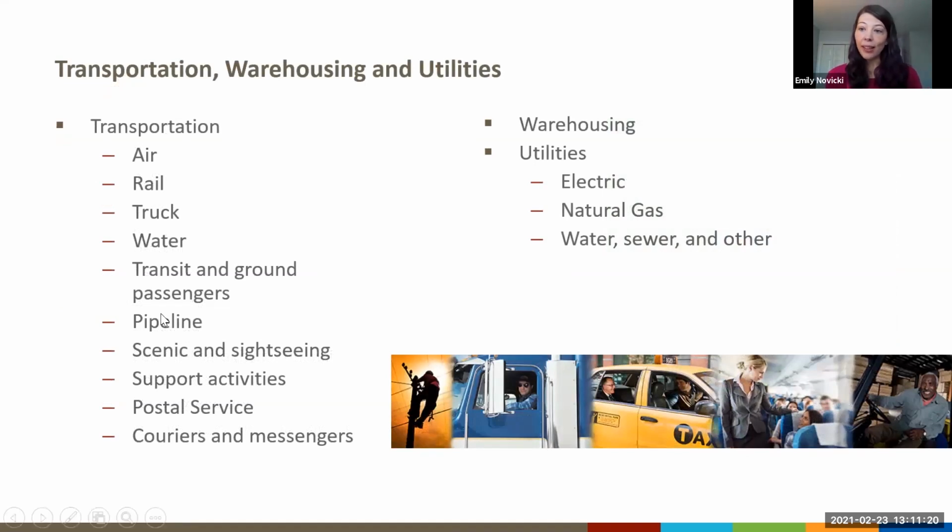Transportation, warehousing, and utilities. Again, this one is pretty straightforward. Includes lots of different types of transportation, including air transportation. Sometimes people want to put that in services, but the airline industry and all the different jobs that go along with being in an airport are part of transportation. That's where the postal service is. Warehousing, pretty straightforward. And then utilities, one thing I want to note here is that telecommunications is in services rather than utilities.